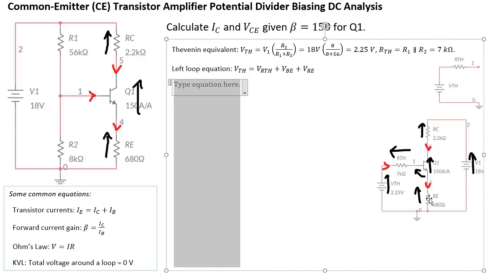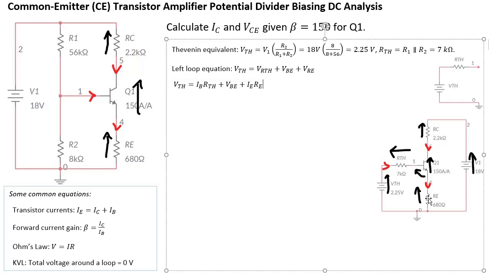All right. So if you do that, you're going to see, well, let's just write that out so you see what I'm talking about. So VRTH is going to be IB times RTH, plus VBE, which we will assume to be 0.7 for a silicon transistor, and VRE is going to be IE times RE. So we have two unknowns, IB and IE.